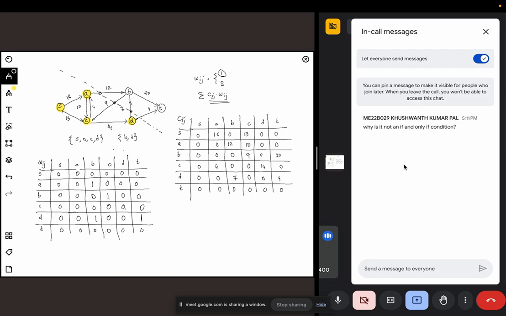You have to just take a dot product of this and do the summation. So 1 into 12 plus 1 into 9 plus 1 into 7 plus 4. Yeah, it's the same thing. 21 plus 11, 32. I think the answer is something like that.